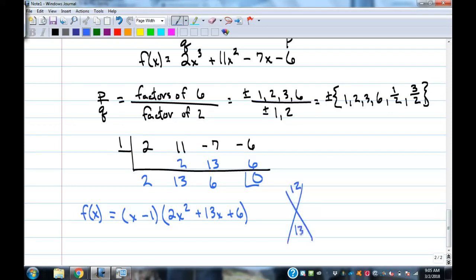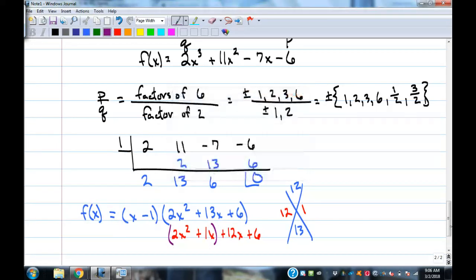Two numbers had to multiply to 12 and add to 13: 12 and 1. So 2x squared plus 1x plus 12x plus 6. Multiply the 2 times 6, a times c. Factoring a trinomial with the x method, leading coefficient times the constant. And then group that. What's the GCF of that first group?